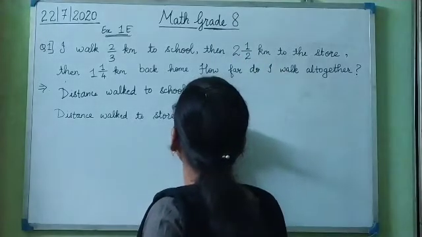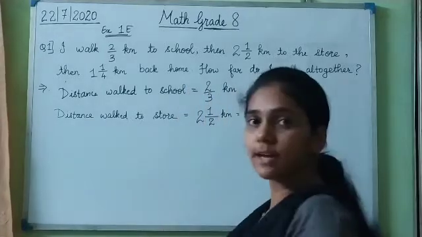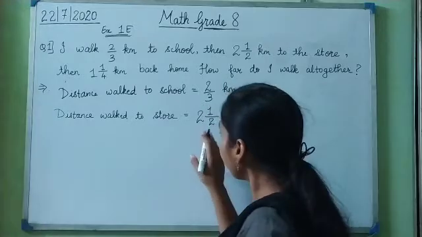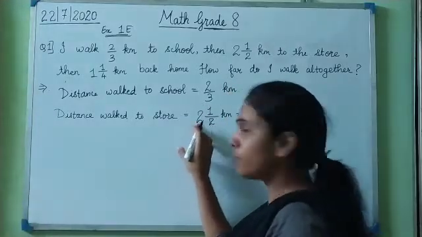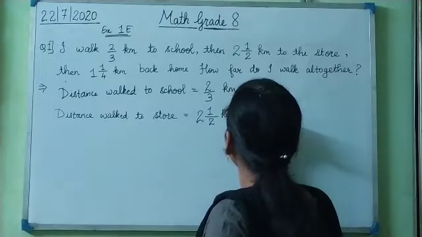Okay, so 1 by 2. So this is a mixed fraction. So let us convert this mixed fraction into an improper fraction. Okay, so this becomes 2 into 2 is 4, 4 plus 1 is 5. So this is 5 by 2 kilometers.